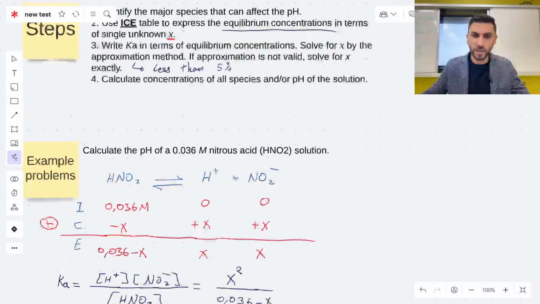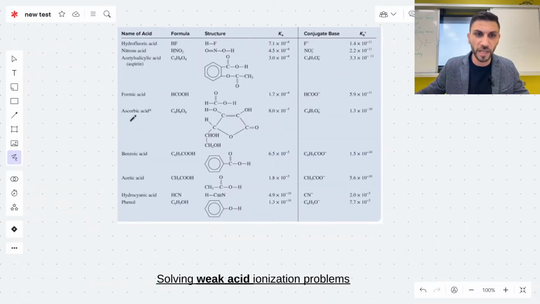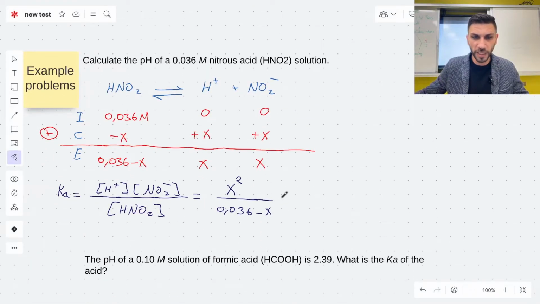From the table that is given in the exam, or from this table, here we're talking about nitrous acid. So we need to find nitrous acid here, and you find it's right there, which is 4.5 times 10 to the power of negative 4. So this one equals 4.5 times 10 to the power of negative 4. Now, in this equation, we have only one unknown, which is X. And now we use math to solve such an equation.